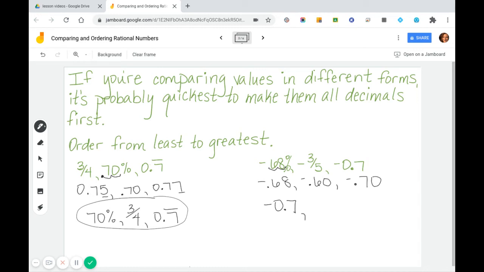And let's think of it like money. Being in the hole 68 cents is worse than being in the hole 60 cents. It's further to the left. So the next smallest is negative 68%. And then my negative 3/5.